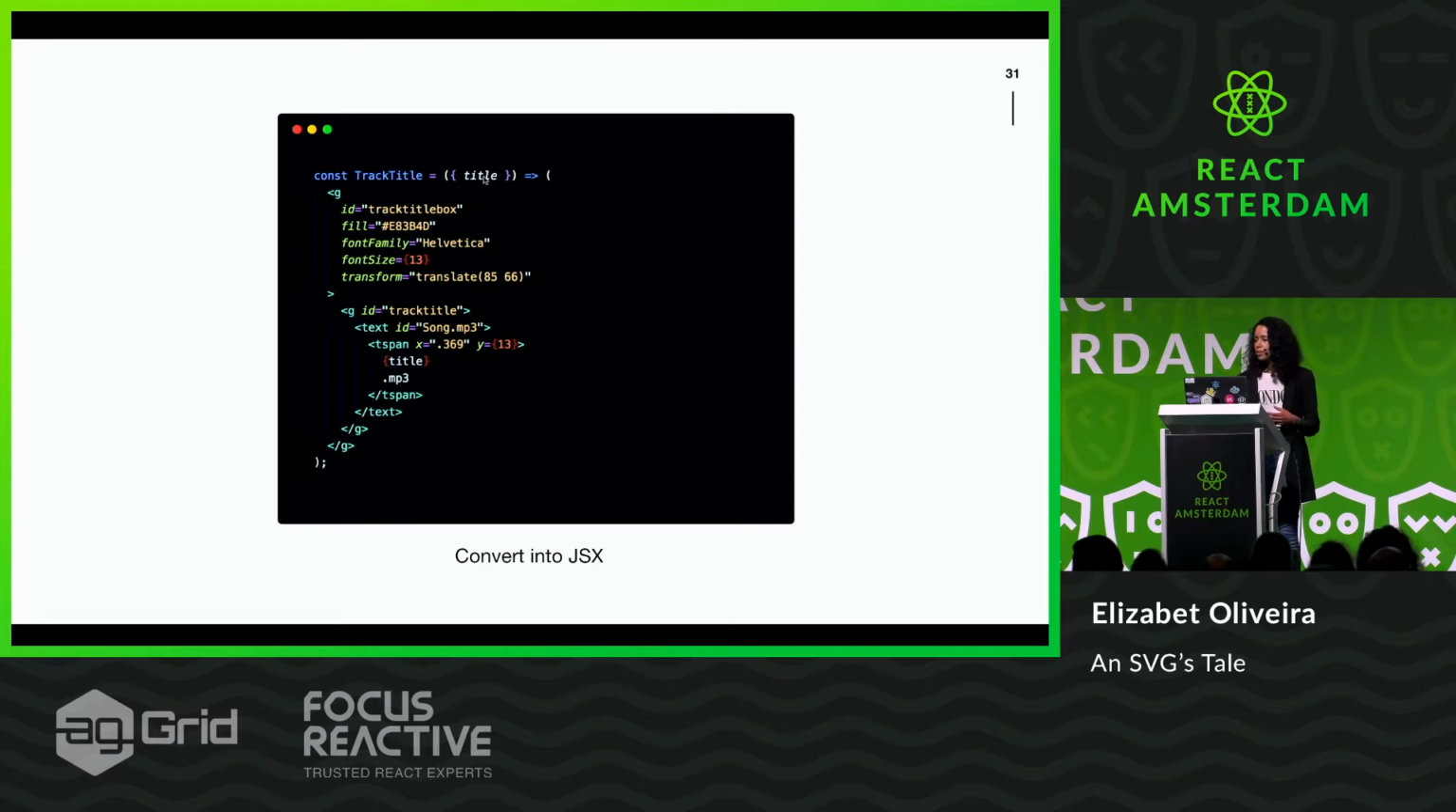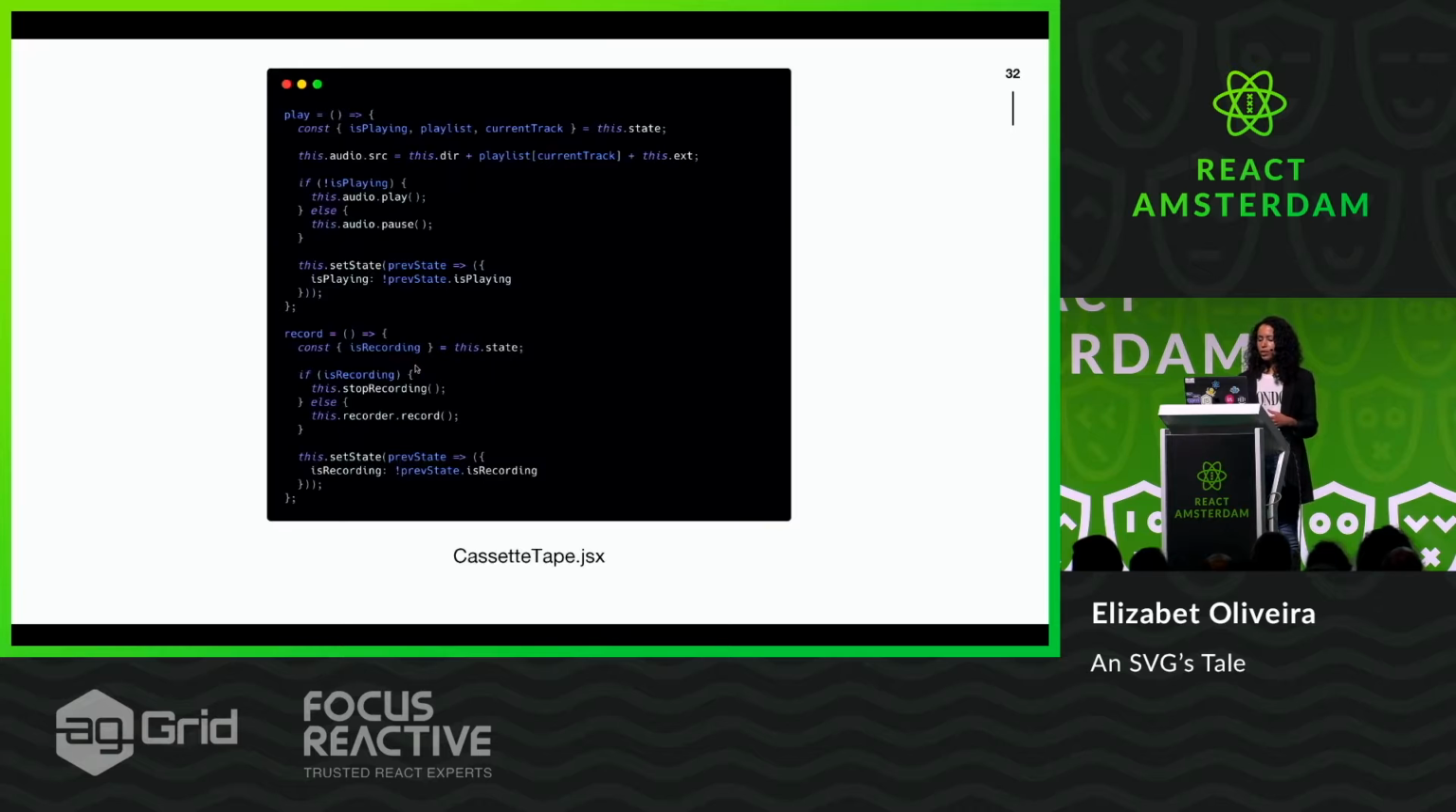And the good thing is we can actually pass props and state and all of these things. This is an example in the cassette tape where I have the play and the record function. So basically here I'm just playing with the state. I'm checking if the cassette tape is playing, in the playlist where the current track is, and if it's recording or not.